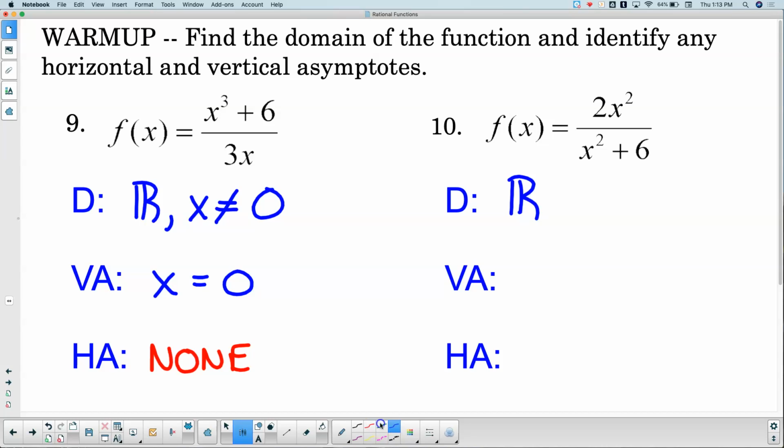Okay, so what do I do? Step number 1 tells me what? What do I have to do? Set what? Denominator equals 0. So that's x squared plus 6 equals 0. Right? First, x squared equals negative 6. X equals plus or minus i times the square root of 6. Right? That's my domain. X plus or minus i square root of 6. That's my domain.